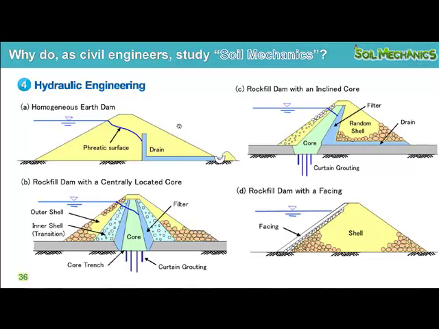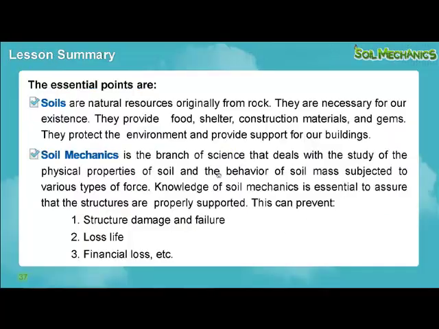Okay, so in summary, the essential points for the lesson are: soil is a natural resource originally from rock, which we already talked about. It is necessary for our existence. It provides food, shelter, construction material. It protects the environment and provides support for our buildings.